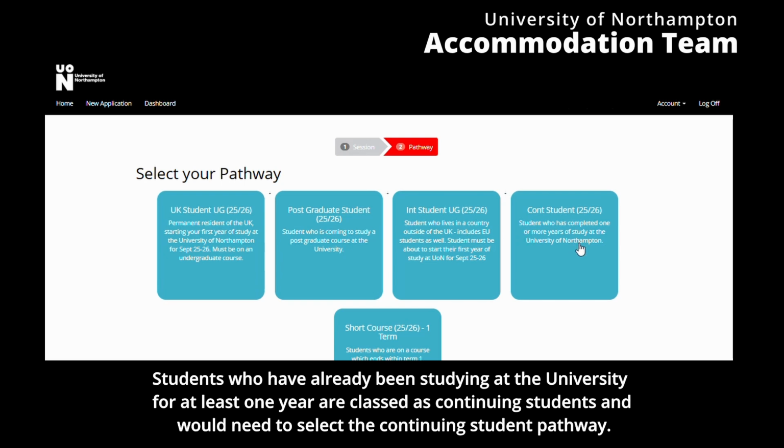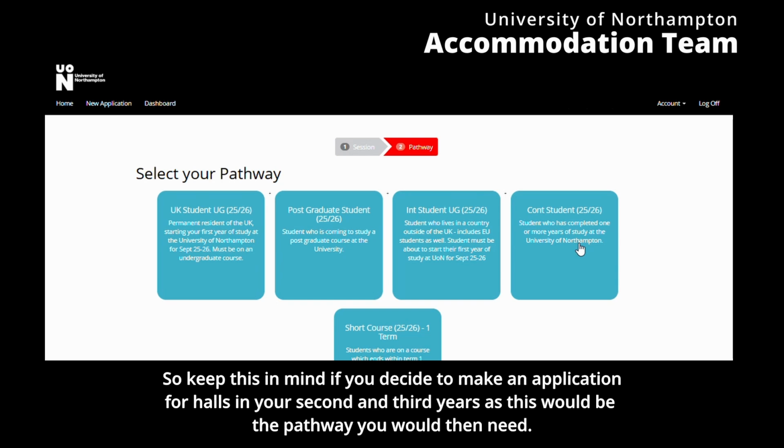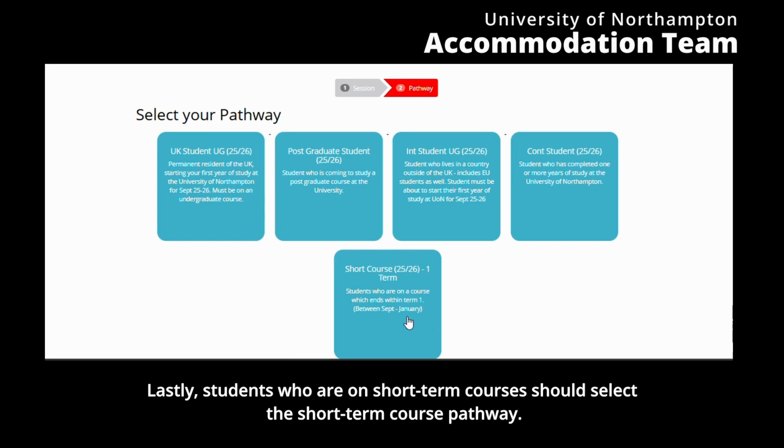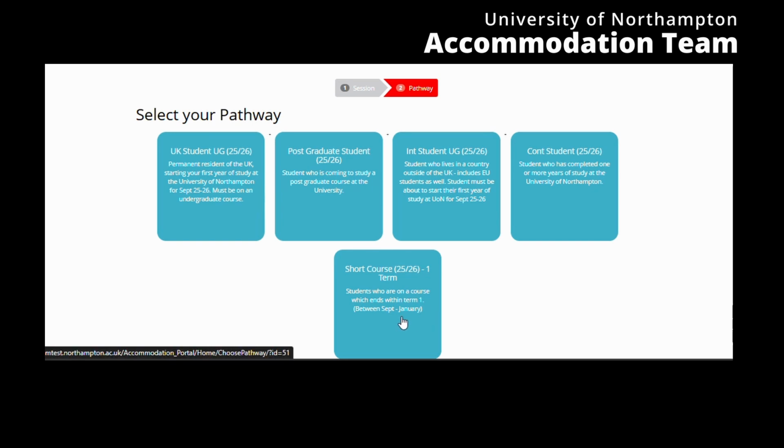The International Student Pathway is for international or EU students going into their first year of study in September 2025-2026. Students who have already been studying at the university for at least 1 year are classed as continuing students and would need to select the Continuing Student Pathway. So keep this in mind if you decide to make an application for halls in your second and third years, as this would be the pathway you would then need. Lastly, students who are on short-term courses should select the short-term course pathway.